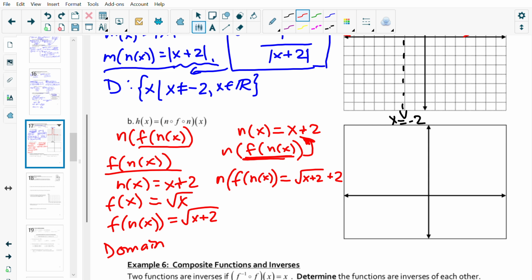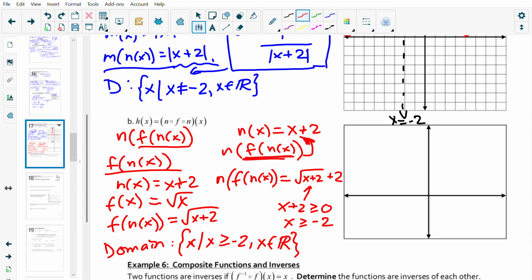Domain here is, on this part I need that x plus 2 to be greater than or equal to 0, so x must be greater than or equal to negative 2. So that's going to be your domain, x such that x is greater than or equal to negative 2, x is an element of all real numbers.